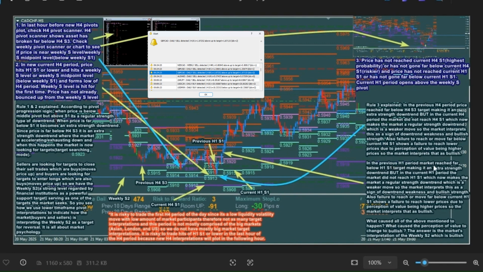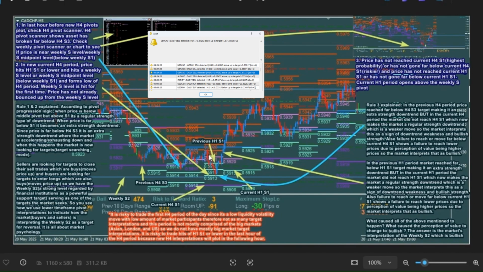In the previous H1 period, market reached far below H1S1 target, making it an extra strength downtrend. But in the current H1 period, the market did not reach H1S1, which now makes the market a regular strength downtrend, which is a weaker move. So the market interprets this as a sign of downtrend weakness and bullish strength. Also, failure to reach or move far below current H1S1 shows a failure to reach lower prices due to perception of value being higher prices, so the market interprets that as bullish.